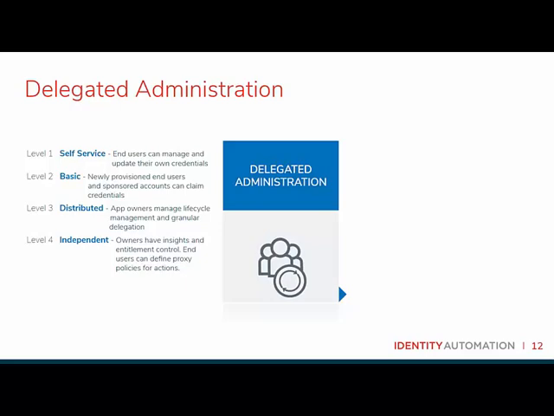And then finally, as we move to level 4, we become more independent. At this level, governance becomes a part of delegated administration. This is where we allow business application owners to approve initial access and certify continued access to applications. This is also where we can bring things like proxy policies into place, where we can delegate rights to allow peers to approve or certify on behalf of someone in their absence.